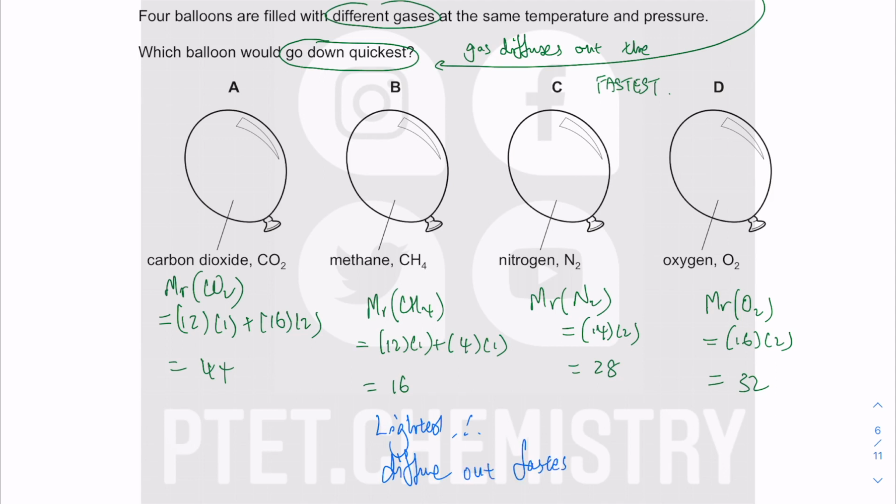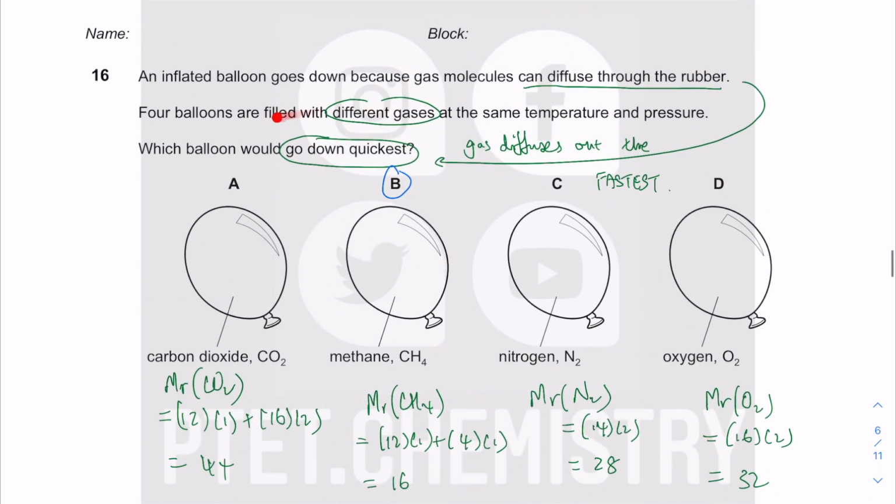So use all the correct terminology. If you diffuse out, that means you escape out, but we use the term diffuse because we are doing proper chemistry. Diffuse out the fastest. So the balloon will go down the quickest.